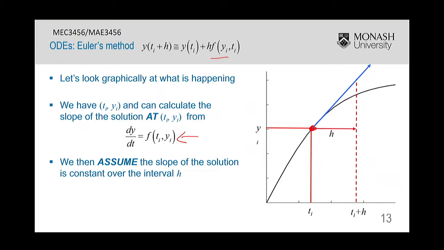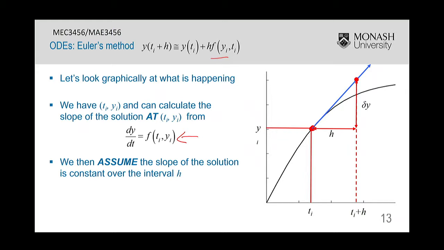With Euler's method, what we do is assume that the slope of the solution is constant over the interval h. In other words, the solution slope doesn't change. Now we can see from our black line here, which is the actual solution, that this is not true. However, it's an approximation, and as h becomes smaller, it becomes a better and better approximation.